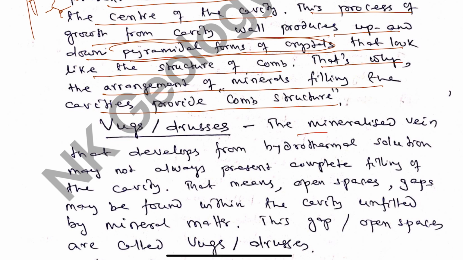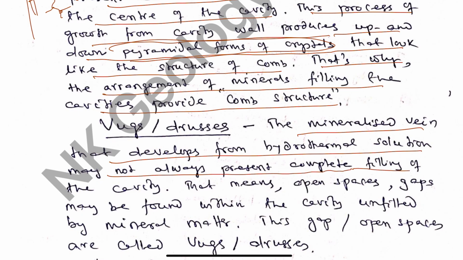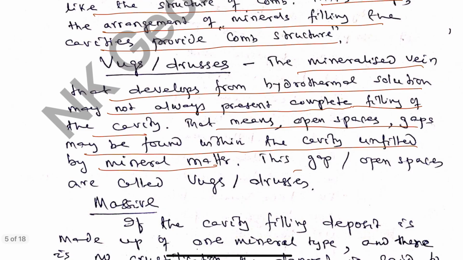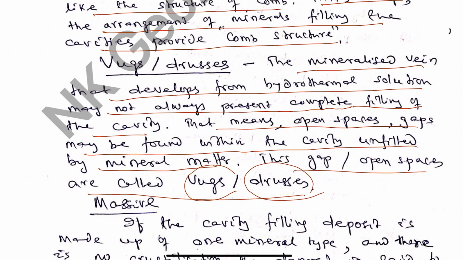But in many cases, the mineralized vein that develops from the hydrothermal solution may not always completely fill the cavity. That means open spaces, gaps may be found within the cavity unfilled by mineral matter. These gaps or open spaces that are found in the cavities are called vugs or druses.